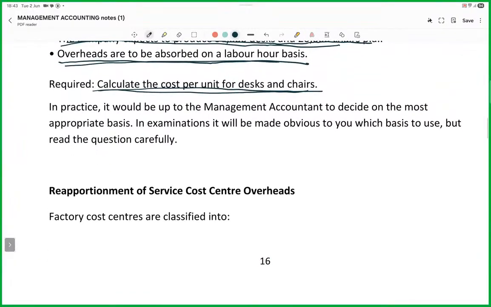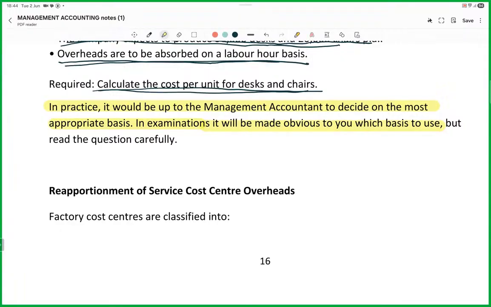So we are told here something very important, that in practice, it would be up to the management accountant to decide on the most appropriate basis. Management accountant, when you're outside there, like I had this lady, a management accountant dealing with stocks. She was to give me some work to assist them to do, but she never came back to me. In examinations, it will be made obvious to you which basis to use, but you have to read the question carefully.